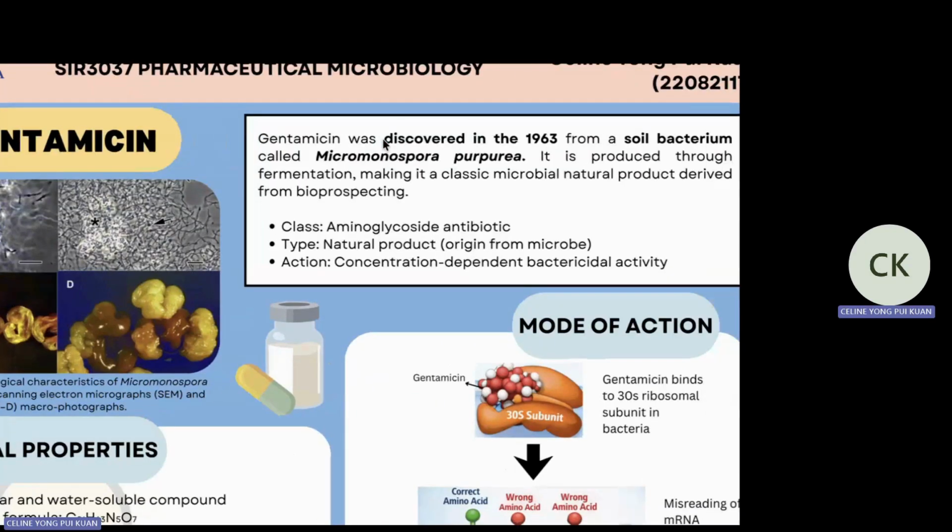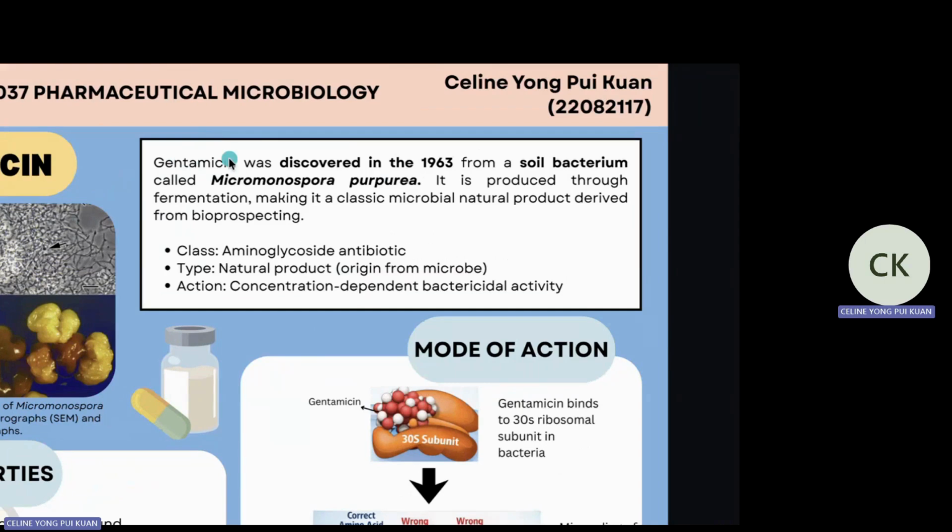To begin with a brief history, gentamicin was discovered in 1963 from a soil bacterium called Micromonospora purpurea by Dr. Marvin Winston and his team. It is produced through microbial fermentation, making it a classic microbial natural product derived from microorganisms through bioprospecting. It belongs to the aminoglycoside class of antibiotics and also exhibits concentration-dependent bactericidal activity.